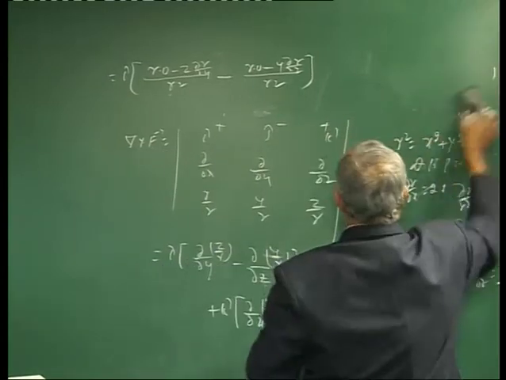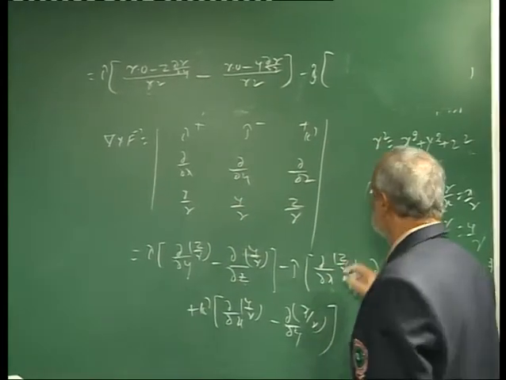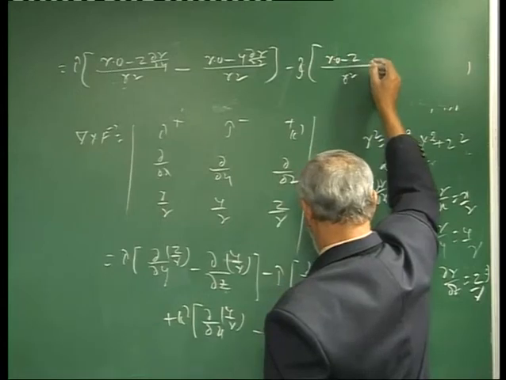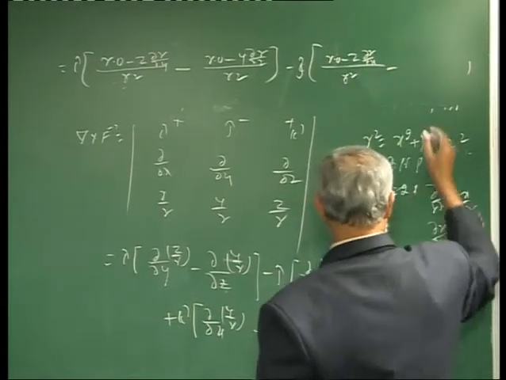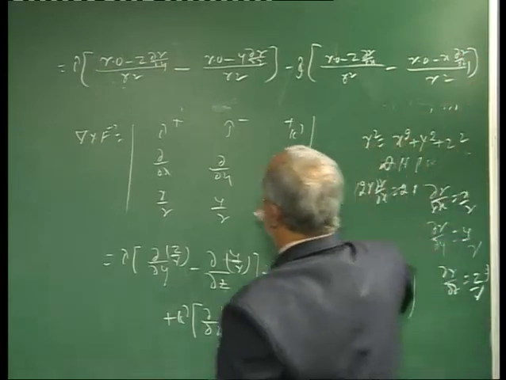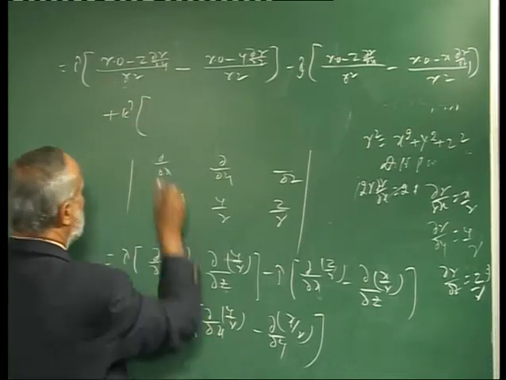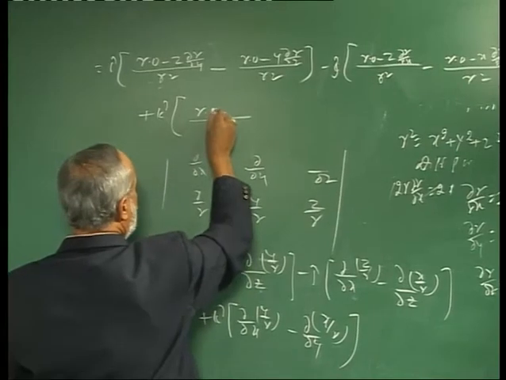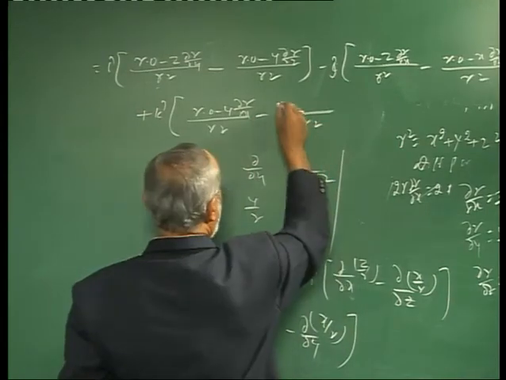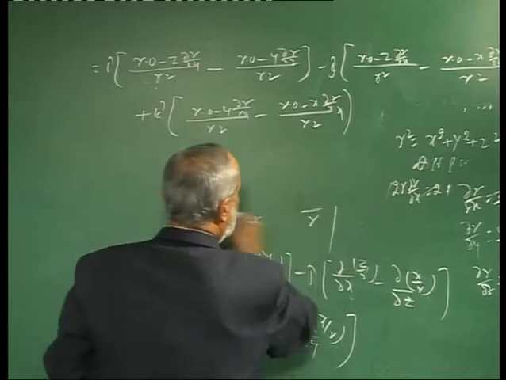Next, the second term: minus j vector, open the bracket. Differentiating partially with respect to x by the u by v method, r squared into 0 minus z into dou r by dou x, minus, again, r squared into 0 minus x into dou r by dou z. Next, plus k vector: differentiate with respect to x, r squared into 0 minus y into dou r by dou x, minus r squared into 0 minus x into dou r by dou y.